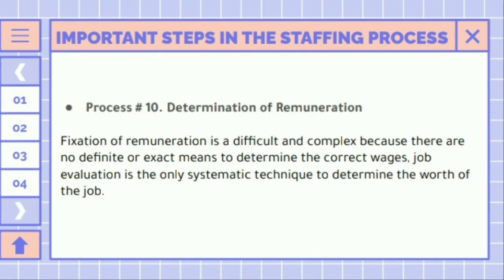Process number 10, determination of remuneration. Fixation of remuneration is difficult and complex because there are no definite or exact means to determine the correct wages. Job evaluation is the only systematic technique to determine the worth of the job. So, this is the last process of staffing, which is also the most difficult for personnel, as it involves determining remuneration because there are no definite or exact means to determine the correct wage.